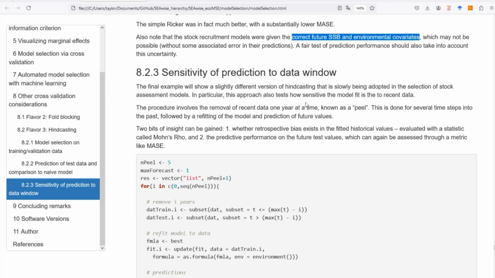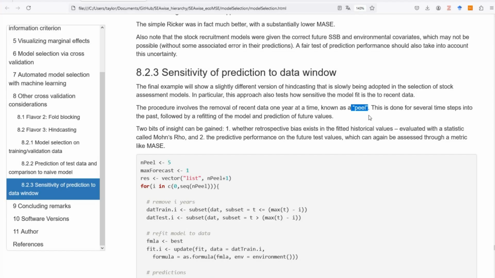What I'm going to be doing here is basically removing the most recent data 1 year at a time. And these are known as peels. And I'm going to be doing this to basically get rid of that most recent data, refit the model, and see how much variability there is in the reconstructed prediction of the historical data. But then I'm also going to use that refitted model to predict into the future. So you've got two things going on. You've got how much variation in the model fit is due to those most recent data points.